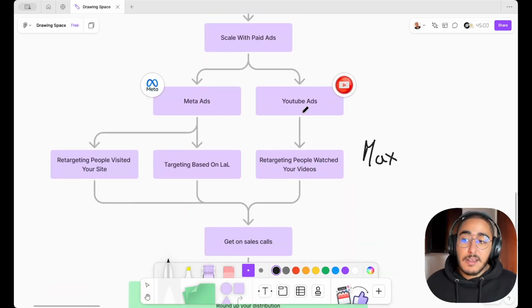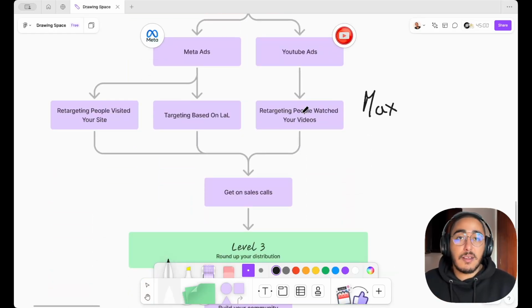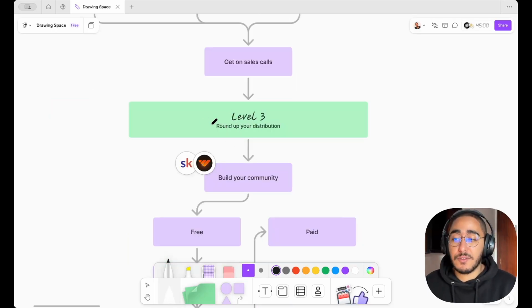For level three, this is where you know that, hey, you've really truly scaled your business. You can now have more resources to own your channel. So in here, it's going to be for rounding up your distribution. This is where you're going to build your own community. It could be on a platform like School, like WAP, and those two can help you build your own community and most importantly, own your marketing and distribution.